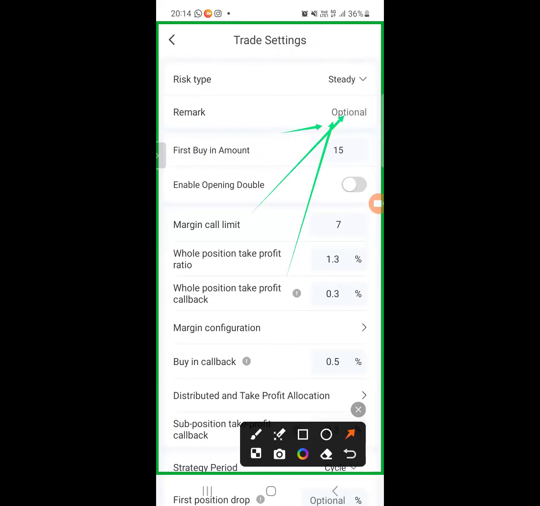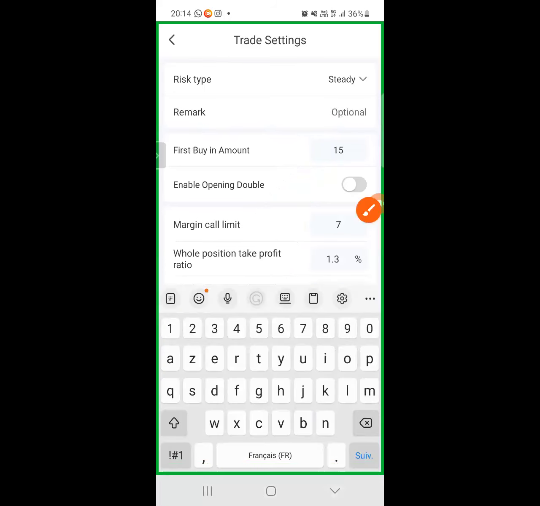Okay, so I'm tapping on it. You tap on optional, this remark, optional. When you tap on it, you give it a name. You can say capital 200, then you put here double up. So if you see this strategy, you know that it is a strategy of double up. It means the settings that you are doing, you are doubling the next call or the next buy. So we are going to give it the name: capital 200 double up.